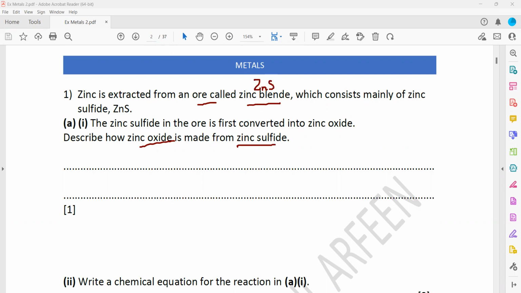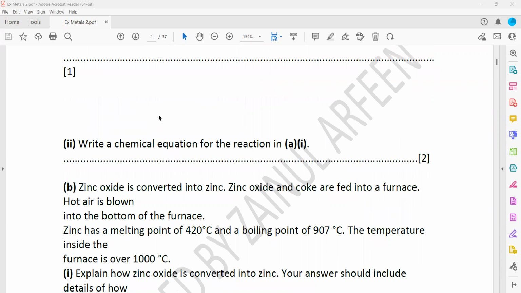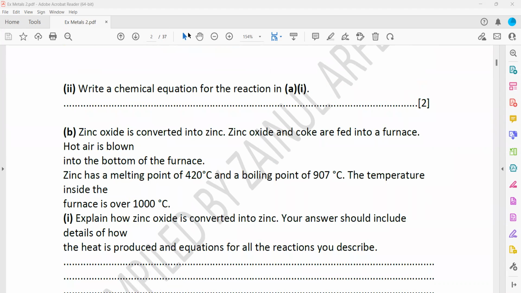By roasting in the air. By roasting or heating in air. Or by reacting with oxygen is correct. By heating in air is also correct. Then the equation for this conversion: zinc sulfide is reacting with oxygen, so it will form zinc oxide plus sulfur dioxide. Then the equation must be balanced.